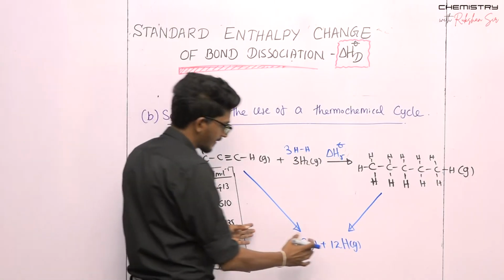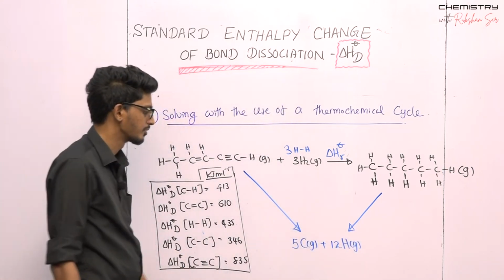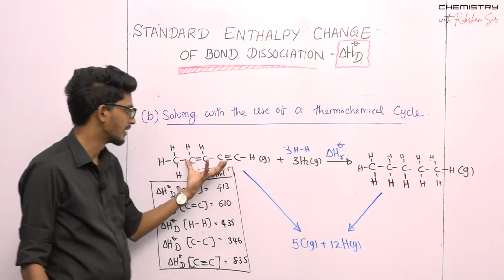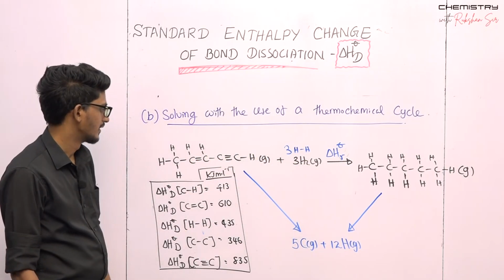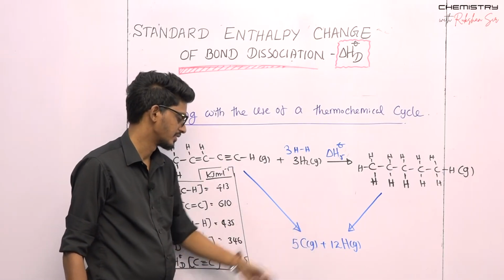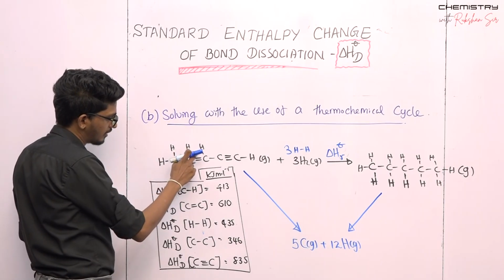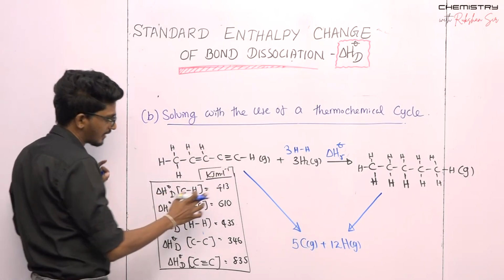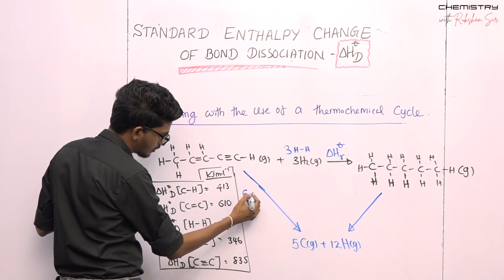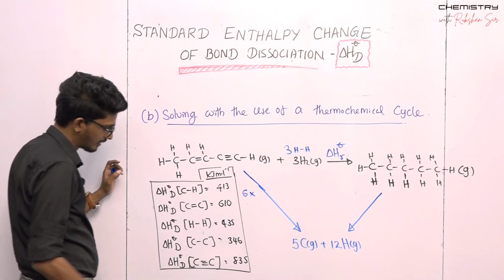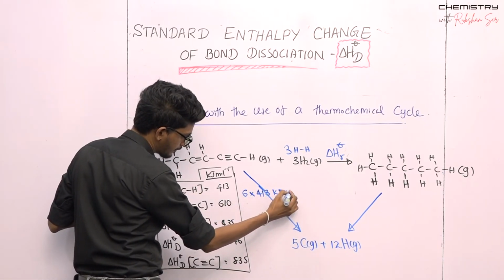To come up with the single atomic gaseous state, the monoatomic gaseous forms, you have to break all the bonds appearing in the system. So let's break all the bonds to come to this state. We have 1, 2, 3, 4, 5, 6 carbon-hydrogen bonds to be broken, right? So let's write this: 6 into the carbon-hydrogen bond, that is 413 kilojoules per mole.